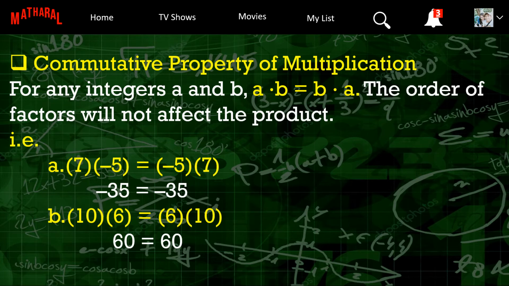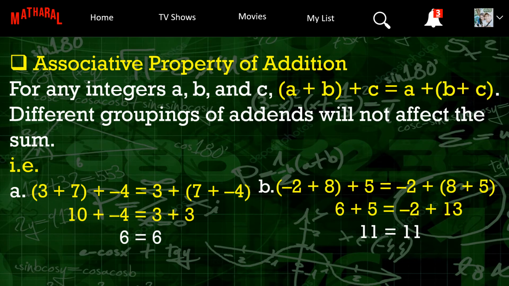Next is the associative property of addition. It says here, for any integers a, b, and c, the group of a plus b, plus c is equal to a plus the group of b plus c. Different groupings of addends will not affect the sum. That is why earlier I read it as group. But in other books, it is read as quantity, but it is proper to use group because we're referring to the properties mentioned.